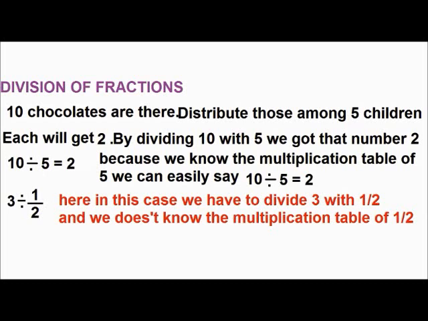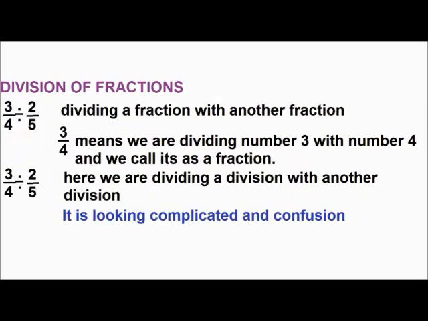Here in another case, 3 divided by 1 by 2. 3 is an integer and 1 by 2 is a fraction. But here we don't know the multiplication table of 1 by 2. Now see another example: 3 by 4 divided by 2 by 5. Dividing a fraction with another fraction.